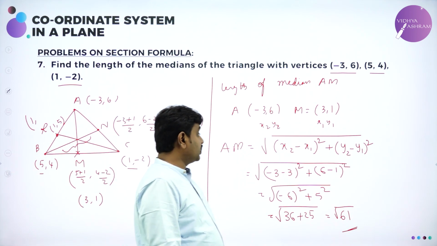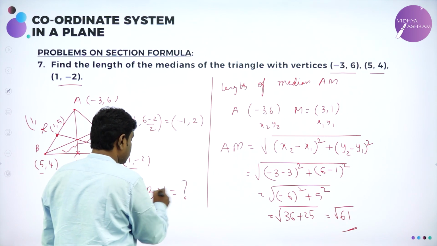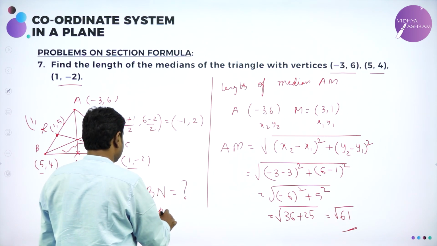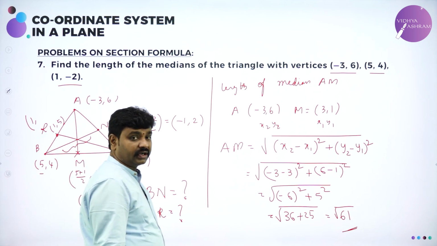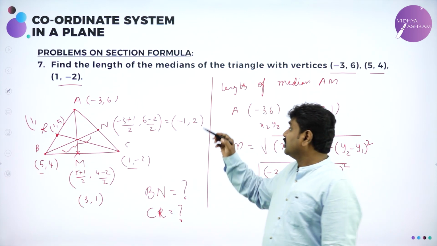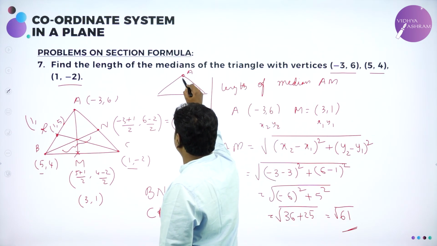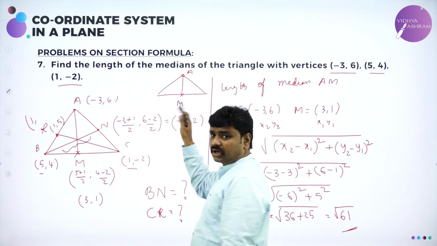I hope all of you understood this. So I am asking you to find the other medians' lengths. What are the other medians in the diagram? You should find the BN length, and also the CR length. This spot I am leaving to you. What is a median? A median is the line joining one of the vertices to the midpoint of the opposite side. Midpoint of what? Opposite side.